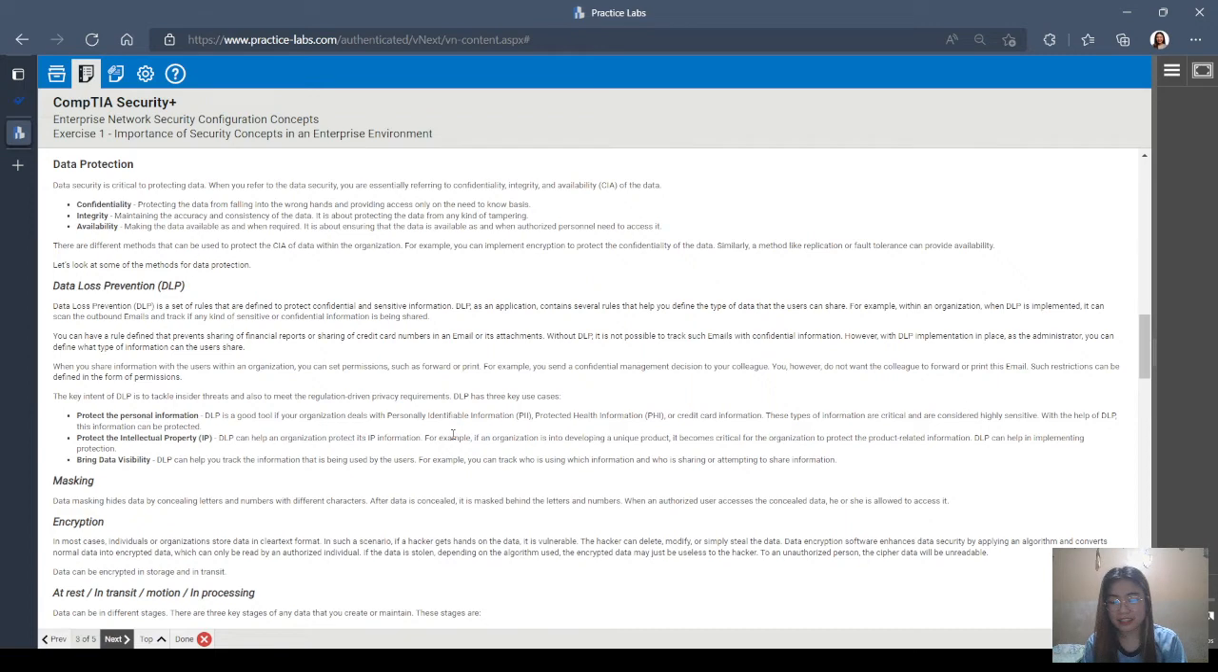Confidentiality: protecting the data from falling into the wrong hands and providing access only on a need-to-know basis. Integrity: maintaining the accuracy and consistency of the data, which is about protecting the data from any kind of tampering.